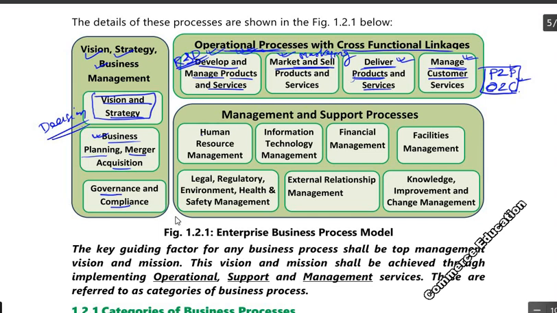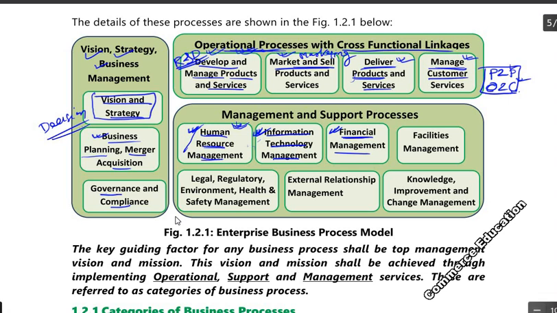Then comes into play human resource management. Human resource management is a supporting process. It is supporting the business. It is increasing the efficiency of the business in terms of better employee recruitment, their training and development. So they have an indirect effect on the business. Then comes into play information technology management. Information technology management is also a supporting process. Financial management is also a supporting process.